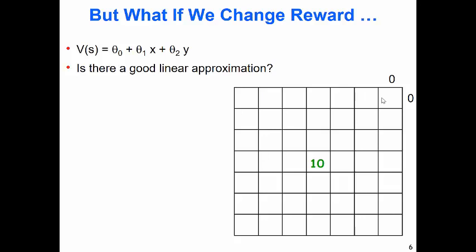Who thinks there's a good linear approximation? Who thinks there's not? Not one vote for either. So complete uncertainty. Any ideas? We can define the features as we like, right? No. So we're going to use the same features for now, just x and y.